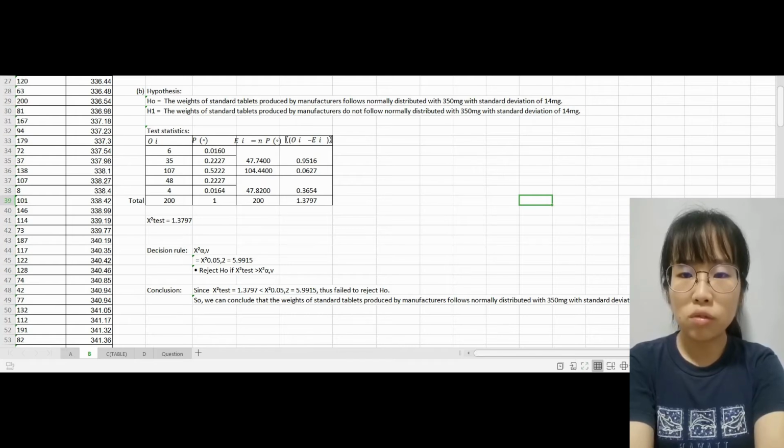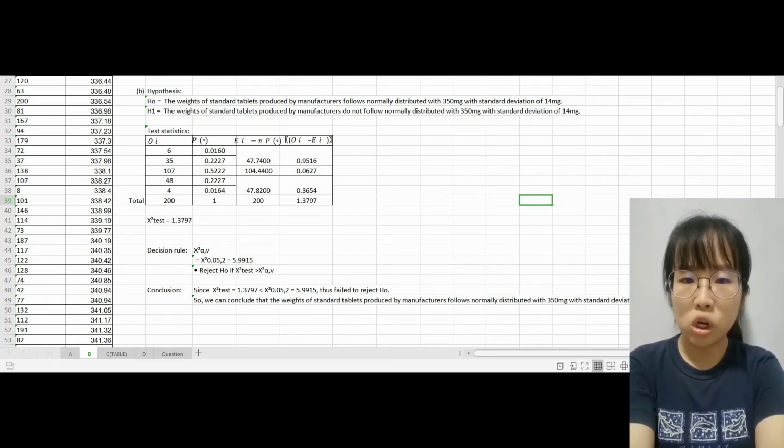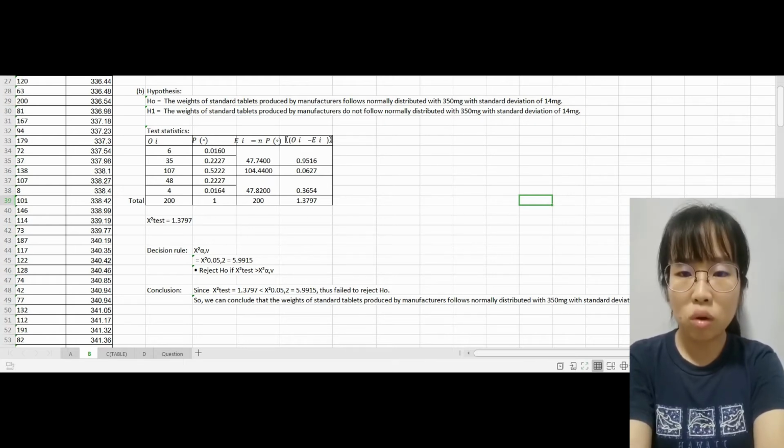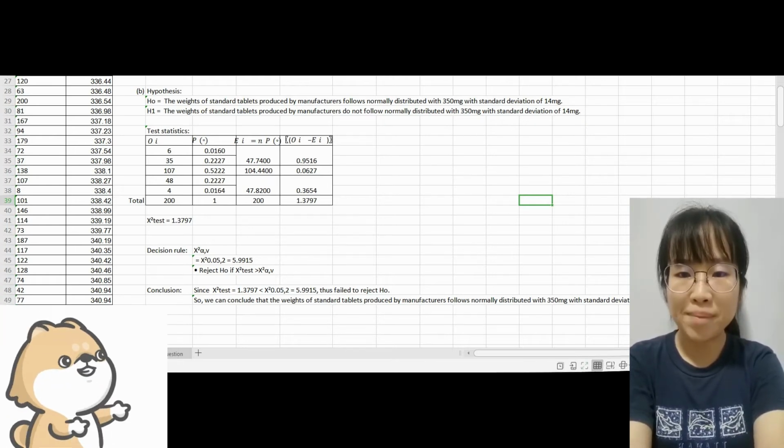Lastly, since our result chi-squared test is equal to 1.3797, which is smaller than 5.9915, we fail to reject H0. So we can conclude that the weights of standard tablets produced by the manufacturer follow a normal distribution with a mean of 350 mg and a standard deviation of 14 mg.